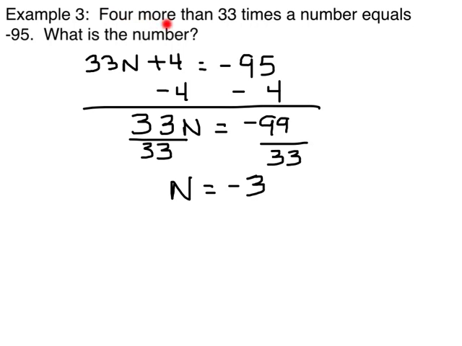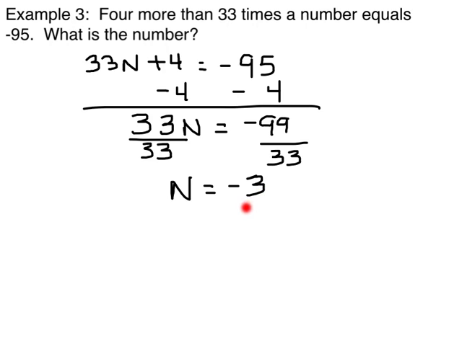Example 3, 4 more than, or added to, 33 times a number equals negative 95. What is the number? So 4 more than 33 times a number equals negative 95. Once you've got it set up, you're going to subtract 4 on both sides. You get 33n is equal to negative 99. Divide by 33 on both sides, and we see that n is equal to negative 3.